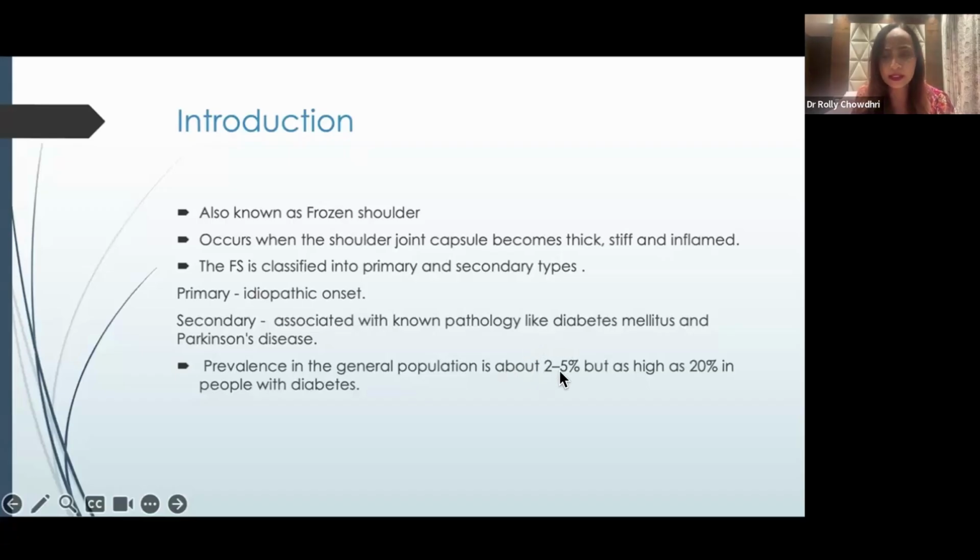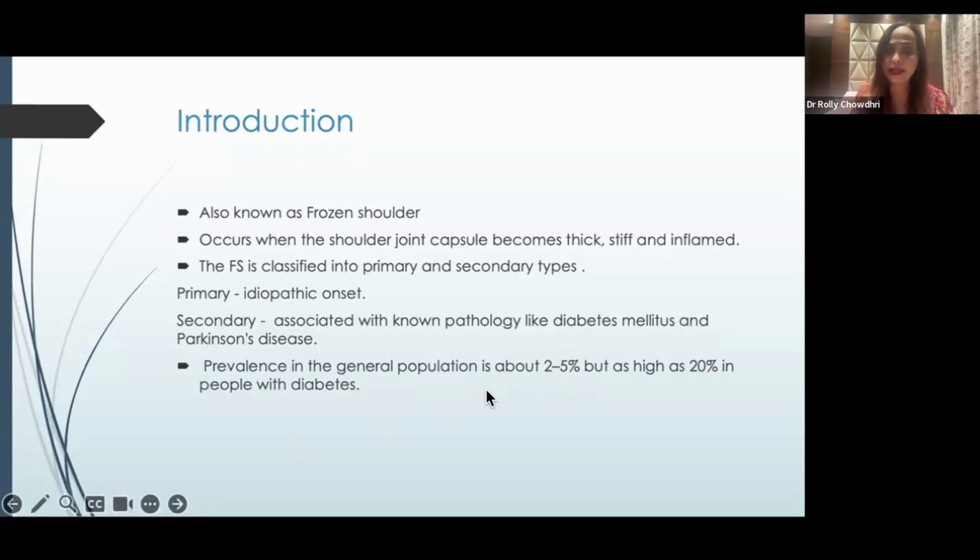condition, 2 to 5% in the normal population, more common in females than males, 2:1. It is common in middle-aged females, fourth to sixth decade, in perimenopausal females, and it can be as high as 20% in patients with diabetes. Important, it affects patients with a sedentary lifestyle. It is common in the non-dominant shoulder. Normally it affects one shoulder, but in 1/3 of cases it can also affect the opposite shoulder.